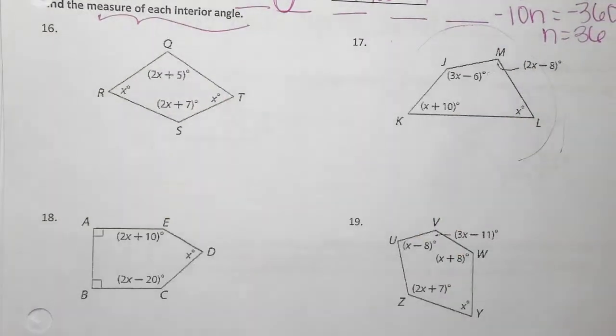I'm going to give you about 5 minutes. I want you to try 16 through 19. You're more than welcome to check your answers with the people around you. I have a question. Yep. Do you have to set it equal to 180 or 360? 360. Because it's a quadrilateral.